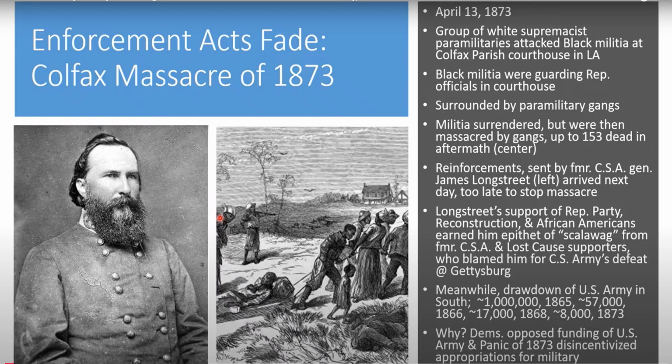They were besieged by paramilitary gangs, gangs like the Red Shirts and the White League, organizations like this that were opposed to Reconstruction. The militia surrendered or attempted to surrender, but they were attacked by these paramilitaries, and possibly as many as 153 people were killed, including civilians that were not really even part of this black militia. Reinforcements did arrive to try to relieve this militia. They were actually led by former Confederate General James Longstreet, who you can see at left on this slide.